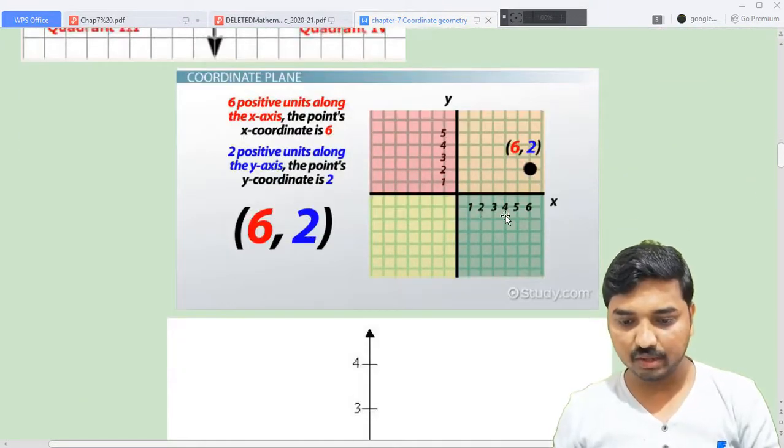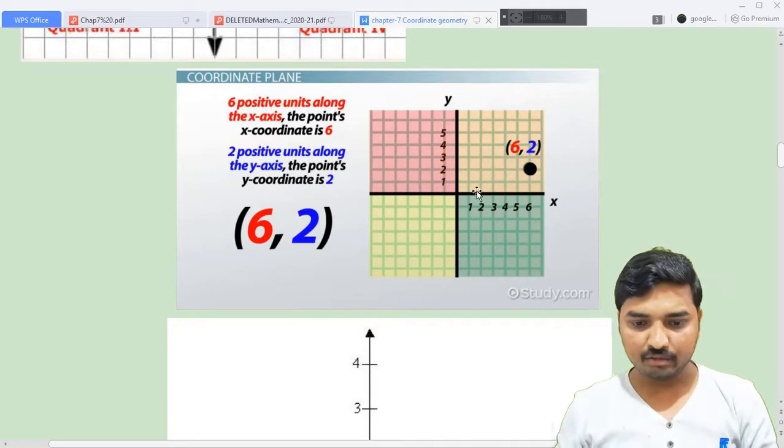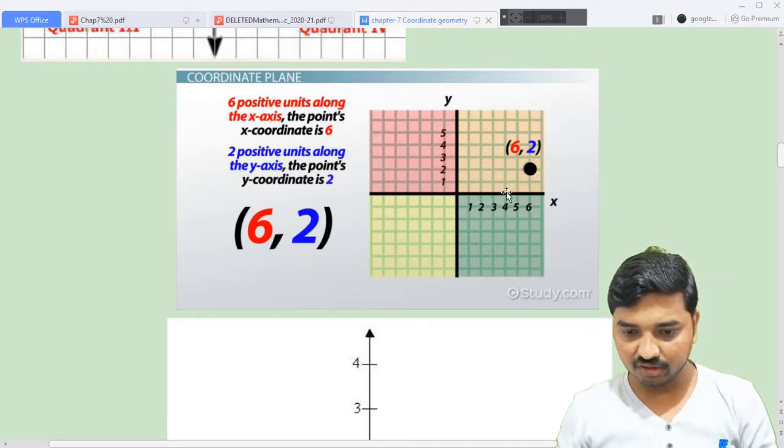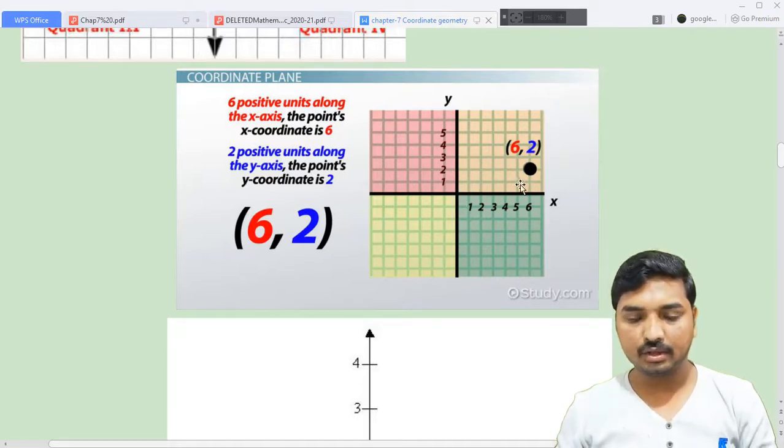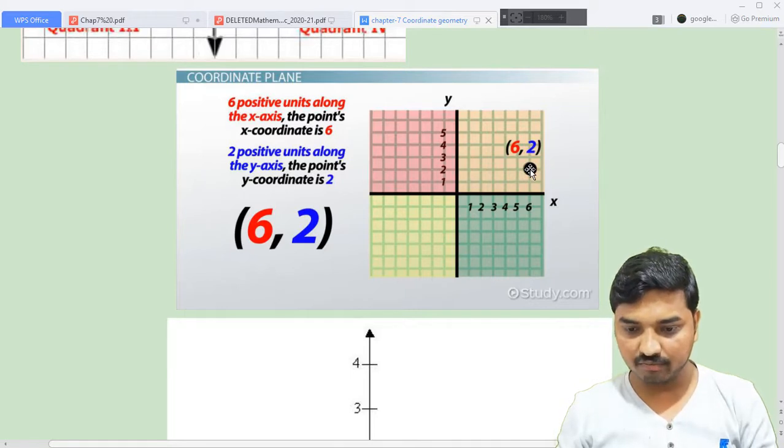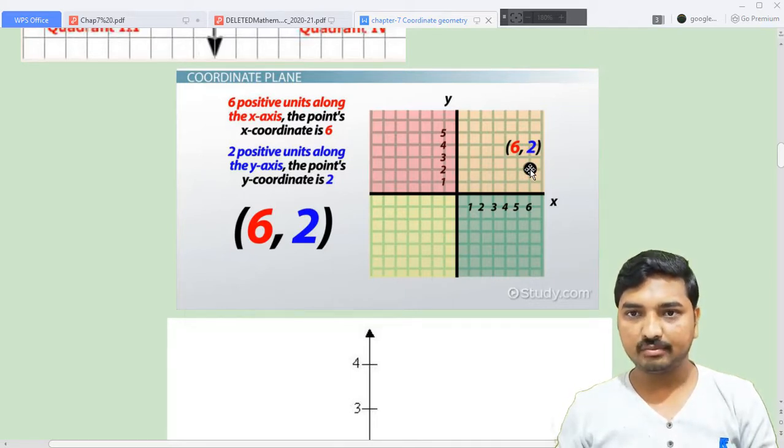So just look at here, it will be very familiar for you. In this figure, this is 1, this is 2, this is 3, this is 4, this is 5, this is 6. And this is 1, 2, 3, 4, 5, and this center portion is 0. Now look at here, the position of this point. How do we identify the position of this point?